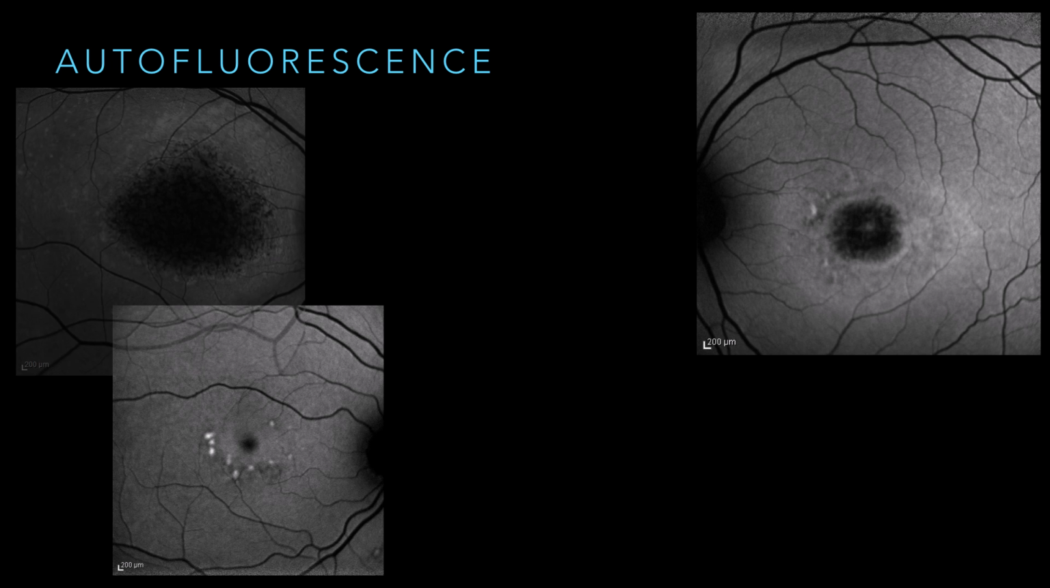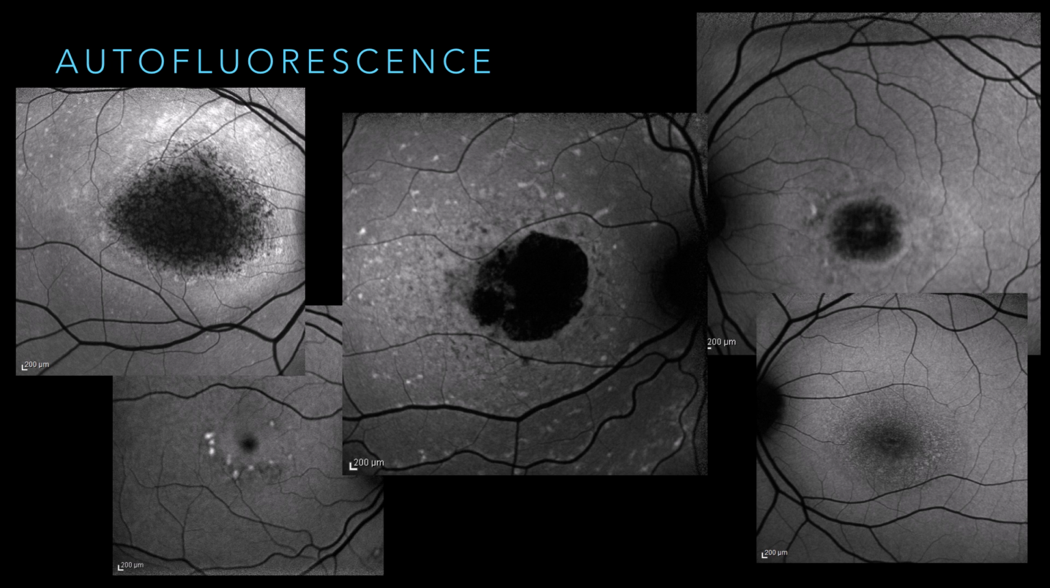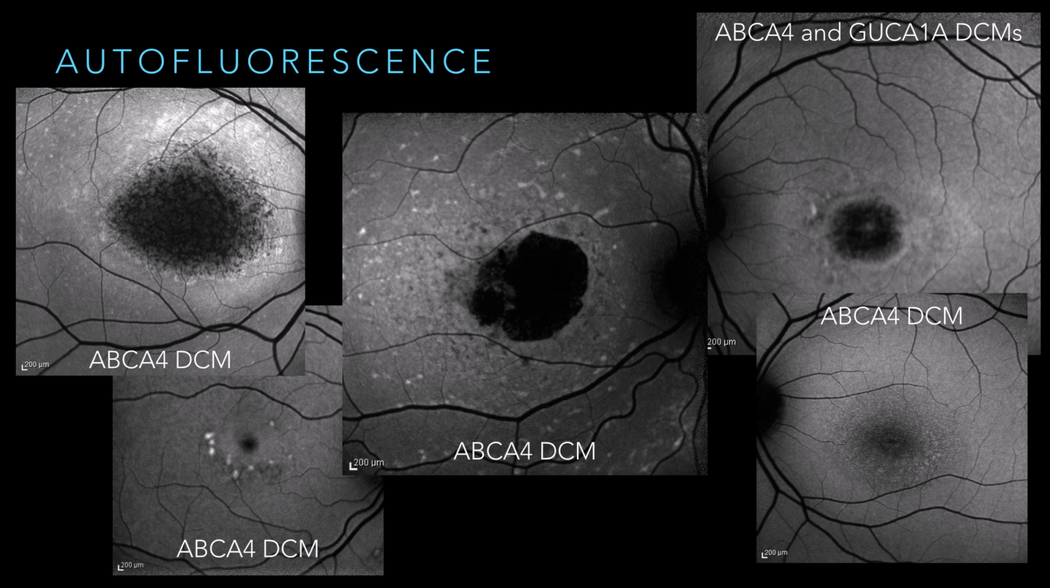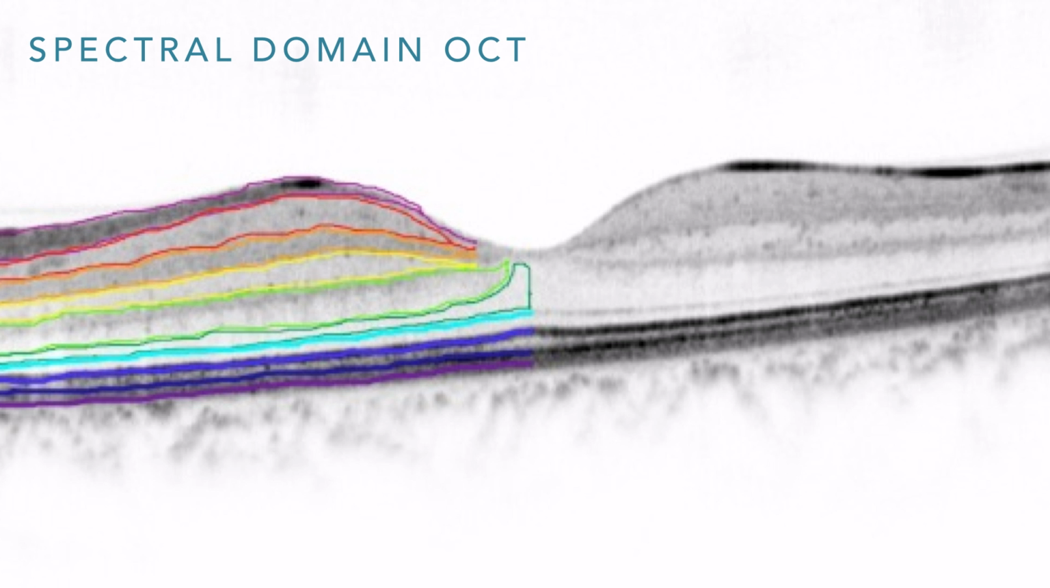All of these patients have a mutation in the same gene. They all have ABCA4 disease-causing mutations. The one in the upper right also has a cone mutation. But I just thought these are beautiful images of what Stargardt's can look like on autofluorescence, and a lot of variability. So let's go on to OCT.